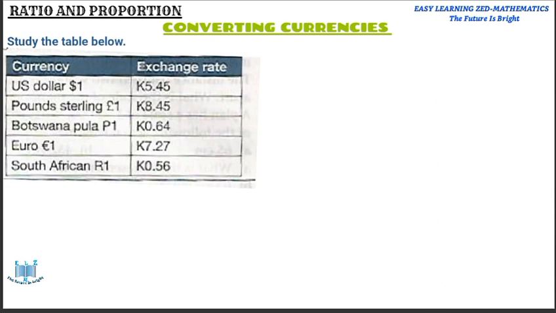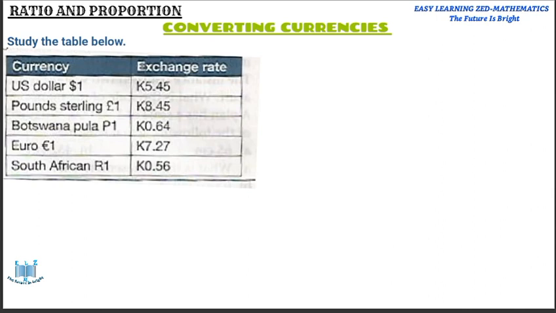As you can see, we are changing between other currencies and Zambian kwacha. We are going to convert money from another currency into Zambian kwacha, or from Zambian kwacha into another currency. The whole scenario here presumes that you are in Zambia, and that's where you are going to buy other currencies from.